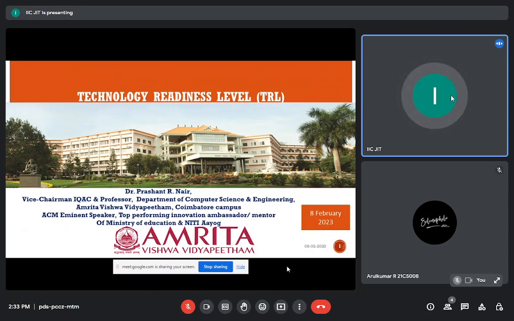A very warm good afternoon to one and all present here. It gives me immense pleasure to welcome our Honorable Chairman, Vice Chairman, respected Principal, Vice Principal, the Chief Guest of today's workshop, dear heads of various departments, faculty members, faculty coordinators, technical and non-technical staff, and my dear students to this informative workshop on technology readiness level organized by ISTE student chapter in association with JIT IIC.